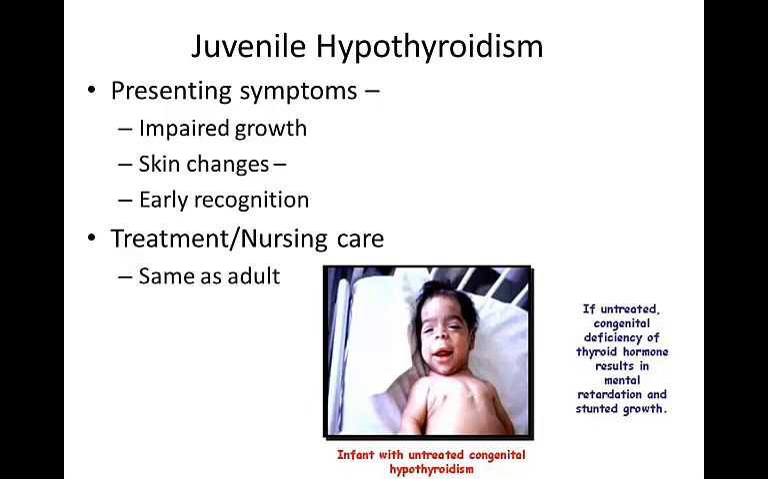Presenting symptoms are impaired growth and development, skin changes, dry skin, sparse hair, constipation, sleepiness, mental decline, and puffiness around the eye. Early recognition means early treatment and diminished long-term effects. Your treatment or nursing care is the same as the adult: lifelong thyroid replacement.